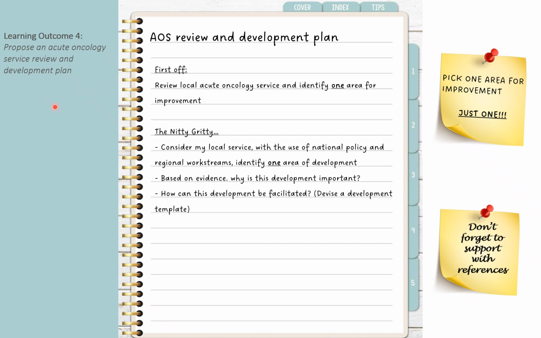Let's look at Learning Outcome 4, so the second part of your presentation. What you need to do to start off with is to review your local acute oncology service, which hopefully you'll have done previously in the first part of your presentation. And coming from that sort of critique and exploration and discussion, you will have identified one area for improvement. One area for improvement. Only pick one. You won't have enough time to do it in 15 minutes if you pick more than one.